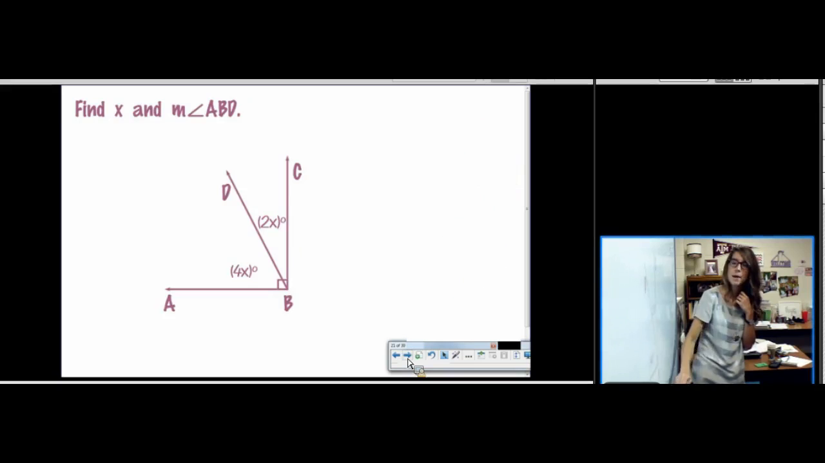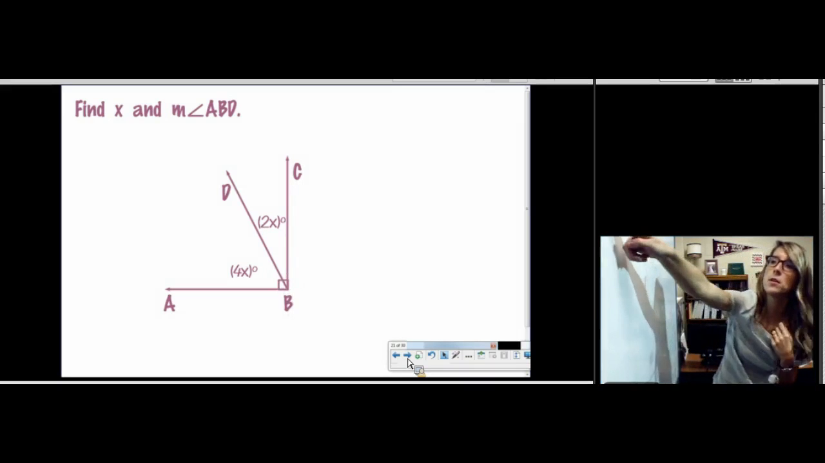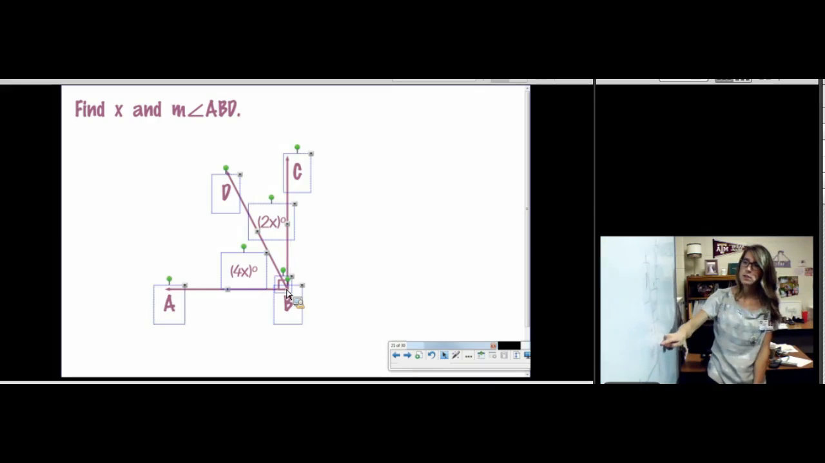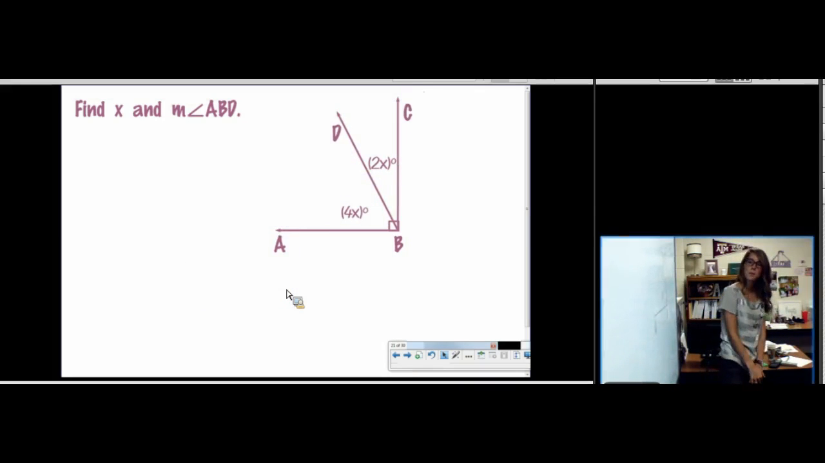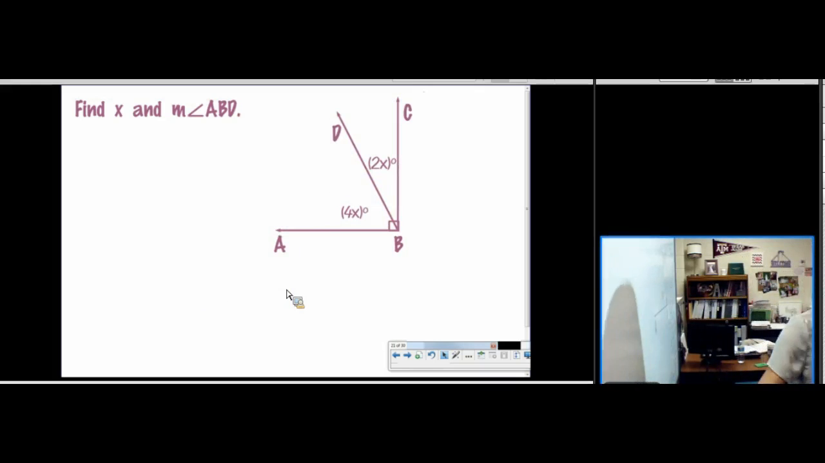Find x and the measure of ABD. No, I didn't group that. Let me group that for you and move it to a better spot. There we go. You could draw the picture or not draw the picture. It depends on what helps you solve it better.